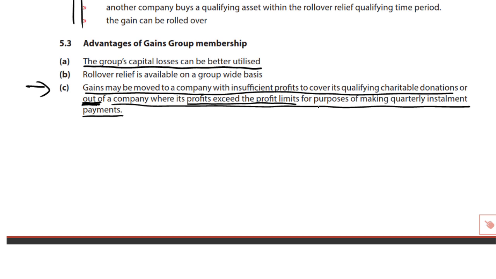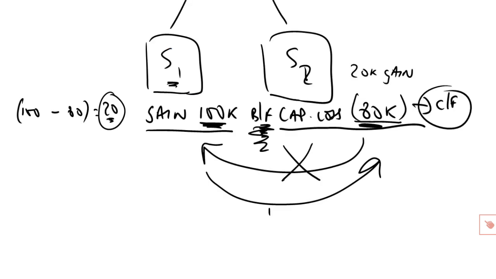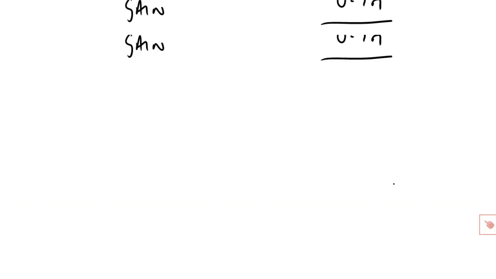We therefore, if we've got sufficient gain to be able to do this, can remove from those profits any part of that gain so as to bring down its profits to the profit limit, and therefore again avoid quarterly instalment payments. Interesting concept that, and difficult to take on board in your heads, no doubt, just in the form of words. So let's have a little example to illustrate this one, if we may.